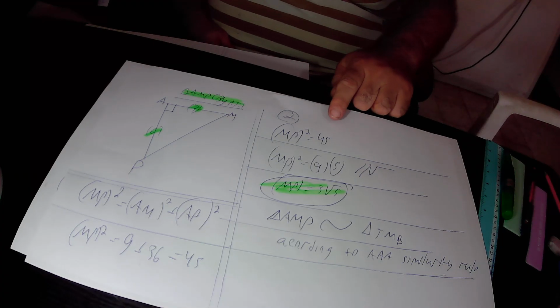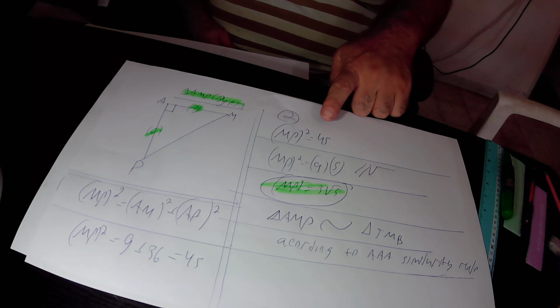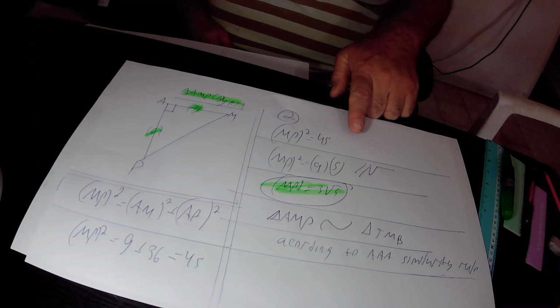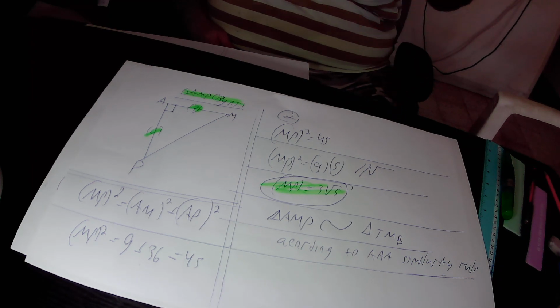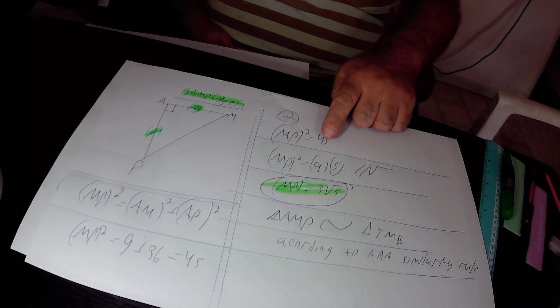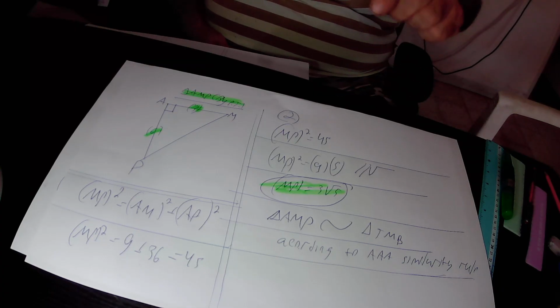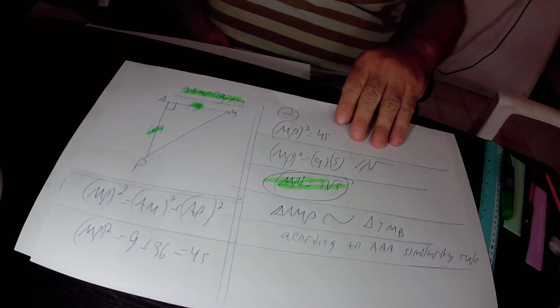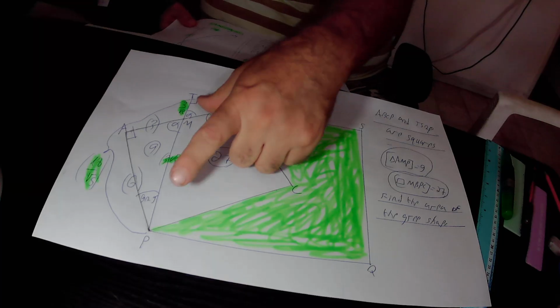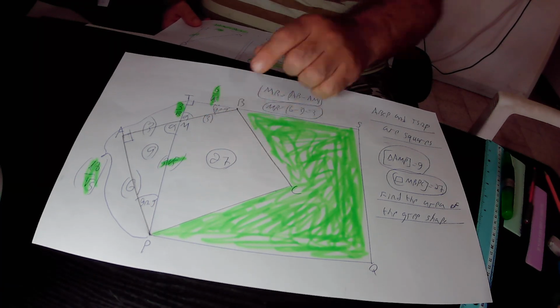Here we substituted 45 by 9 times 5, and therefore we have MP squared equals 9 times 5. Here we took the root out of this equation and finally found that MP, the length of the hypotenuse, equals the square root of 9, that is 3, so inside the root we left only 5. So in total MP equals 3 times square root of 5 units in its length. This is side MP.